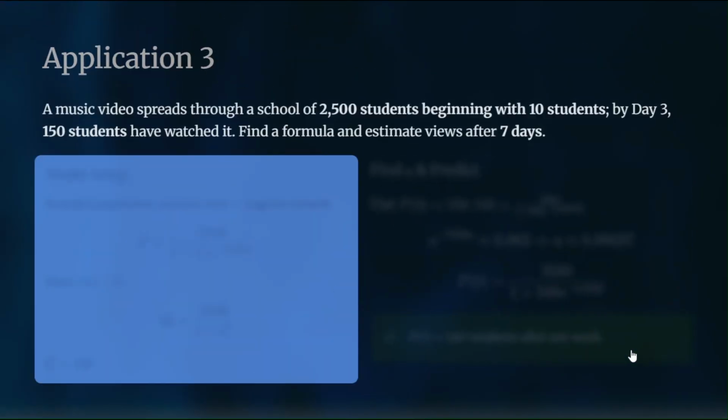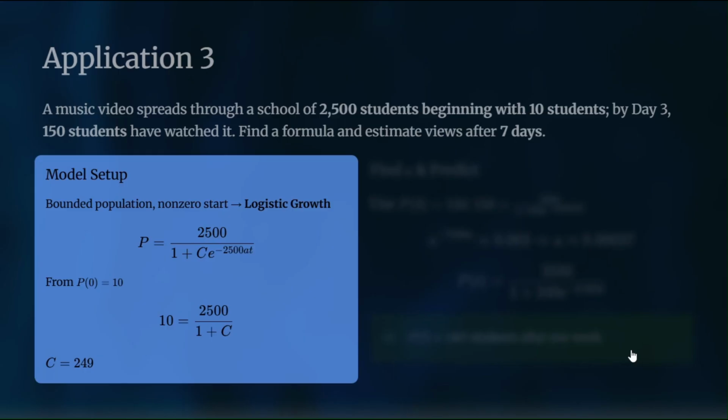Now, a music video spreads through a school of 2,500 students, beginning with 10 students. By day 3, 150 students have watched it. We want to find a formula and estimate the views after 7 days. So first we need to recognize what type of model this is. This is a bounded population because there's a maximum of 2,500 students, and we have a non-zero start because it starts with 10 students. So this would be an example of logistic growth, where M is your maximum of 2,500.